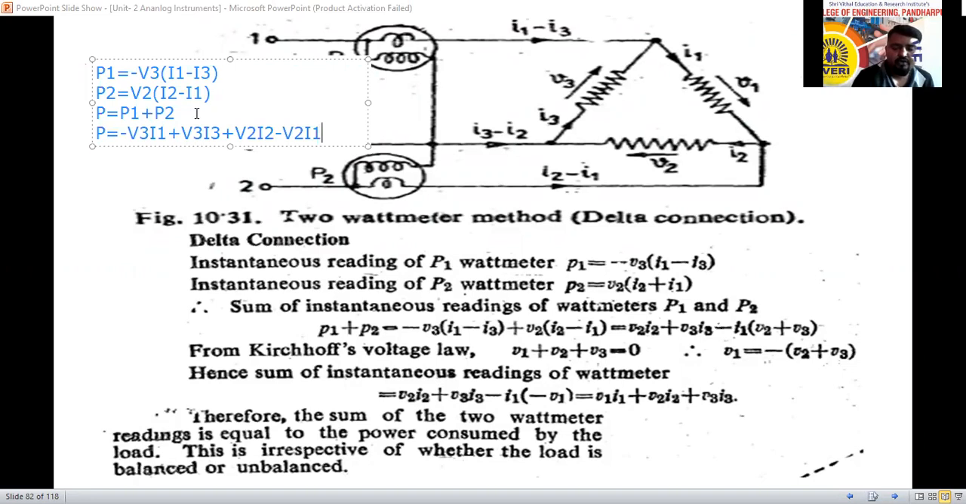Next, P equal to. See here, the V1 term: there is no V1 term at all. Where is the I1 term? Here the I1 term is there.